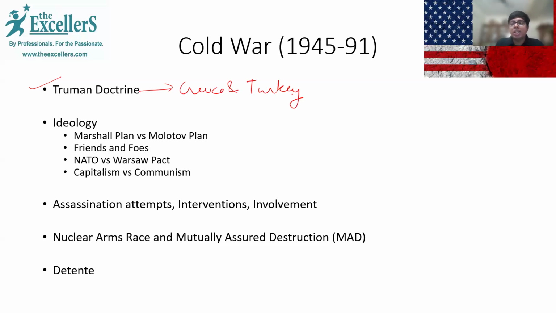Okay, these were the two countries the US sent money to through the Truman Doctrine. So that is his idea, his doctrine. That's why it's known as the Truman Doctrine. The Cold War also saw ideological issues between countries, mainly Western countries like Europe, USA, Australia, Japan, and all. But why did that happen?